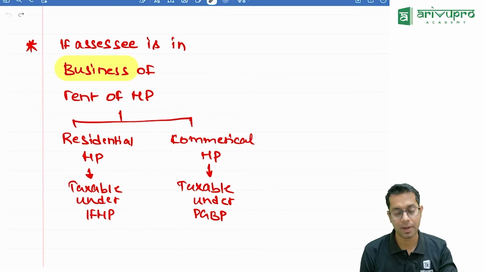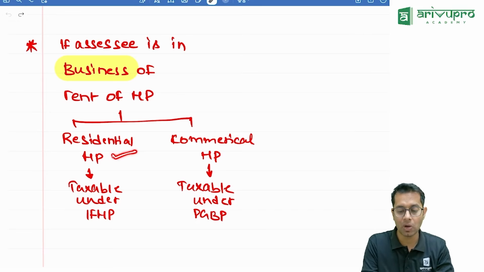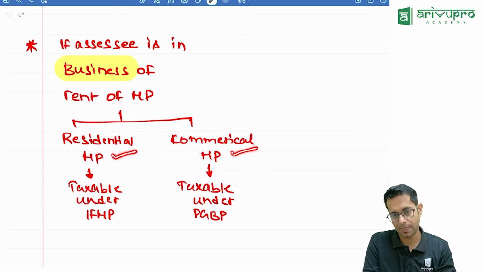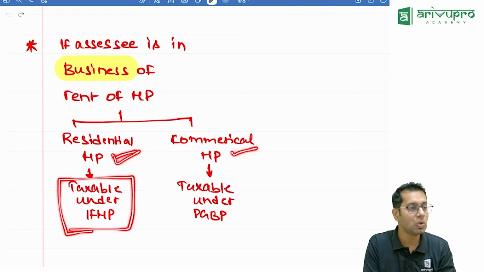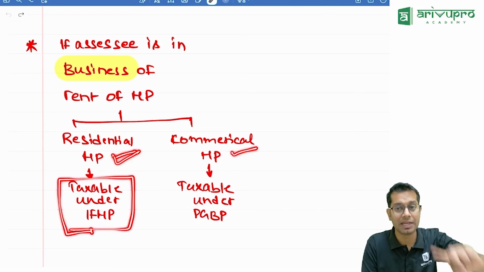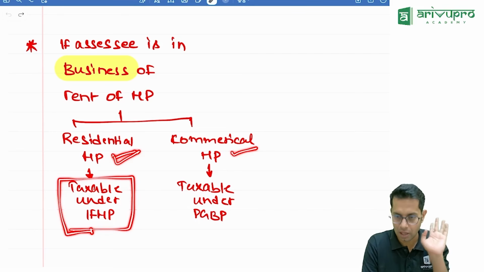Meaning, what is his business? Is it renting of residential house property or renting of commercial property? If it is renting of residential house property, then whatever income he is going to receive, though it is his business, it will be taxable under which head, sir? House property.